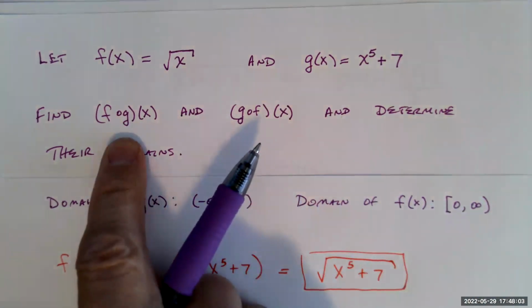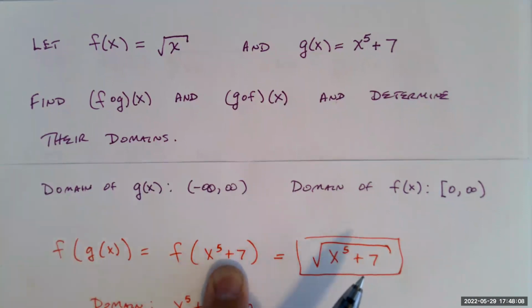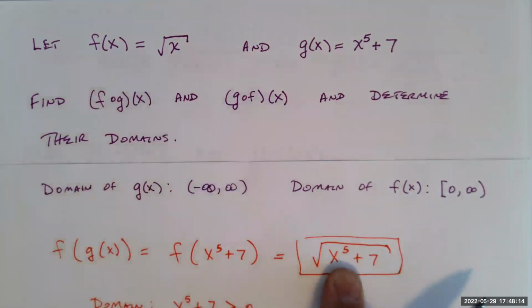Let's find f circle g of x. Here it is, f of g of x. Again, g of x is x to the 5th plus 7. And I'm going to plug that into the function f. So I'm just going to take the square root of it.